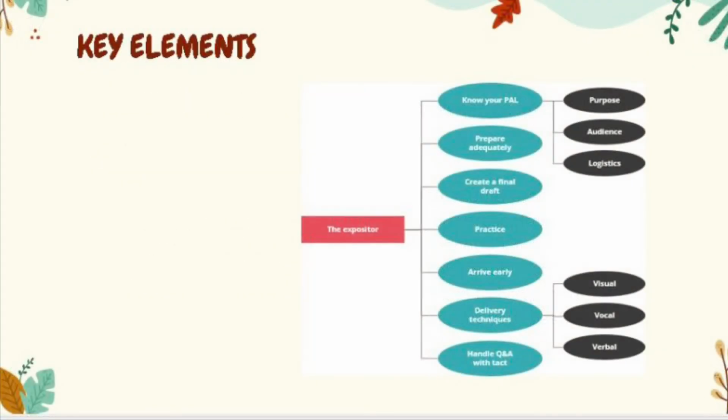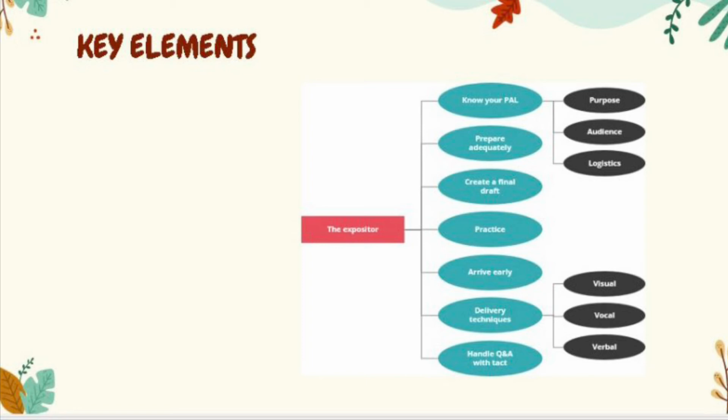Key elements. First, know your goal. She knows that her purpose is to inform about her experience and how stereotypes affect her as an African woman. She must understand her American audience and what they know as well. She must know what was presented before her so as not to bore the audience.